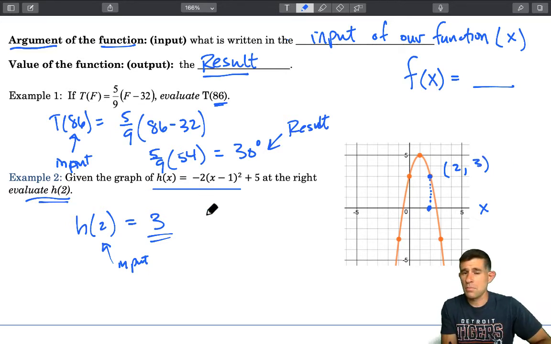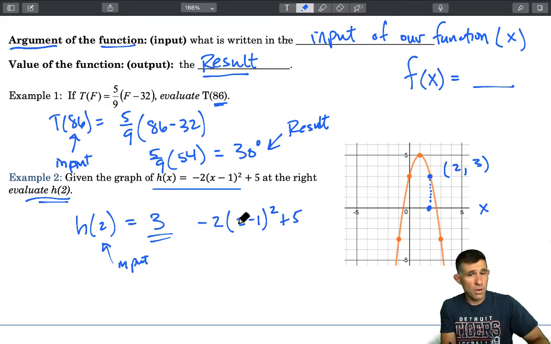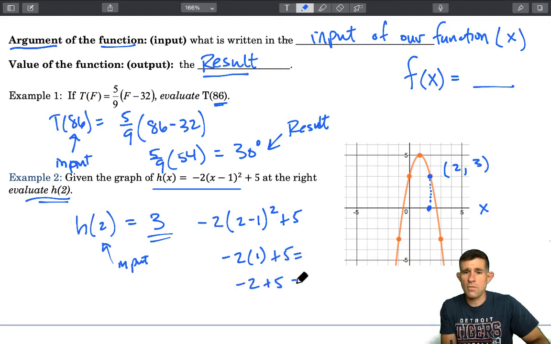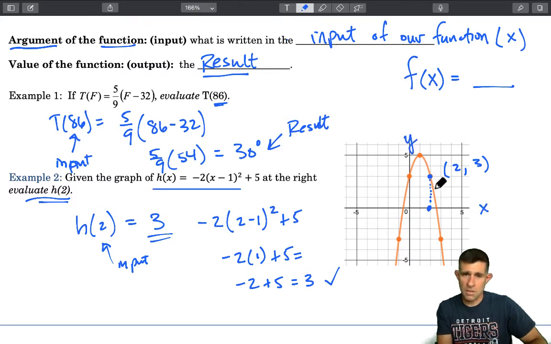Now we can check that by simply substituting in 2 into our equation. So let's quickly do that just to check our work. All right, we substituted 2 into the x, our input. So we have 2 minus 1, following our order of operations. 2 minus 1 is 1. 1 squared is 1. That's -2 times 1 plus 5. That results in -2 plus 5, which in fact is 3. So we checked our work, and we can see visually that our inputs are on the x-axis and our outputs are our y values.